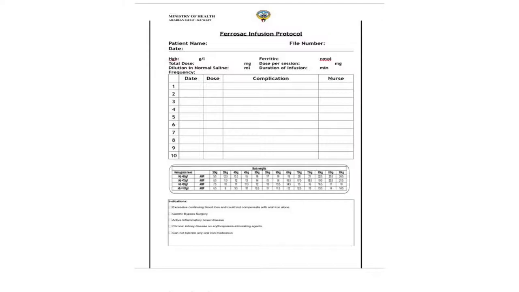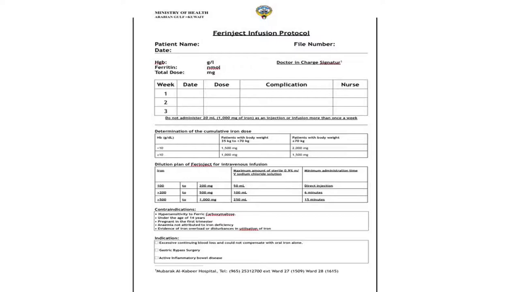So this is our Mubarak form for ordering the Ferrisac, and you can see that we usually take the indications why we are giving the IV preparation. And you should mention the baseline hemoglobin and the ferritin and how much the total dose should be given to the patient. And the same goes for the Ferinject. We calculate according to the body weight and hemoglobin level, and we check the indications also. And of course, should mention the hemoglobin and ferritin, the same as the previous form.